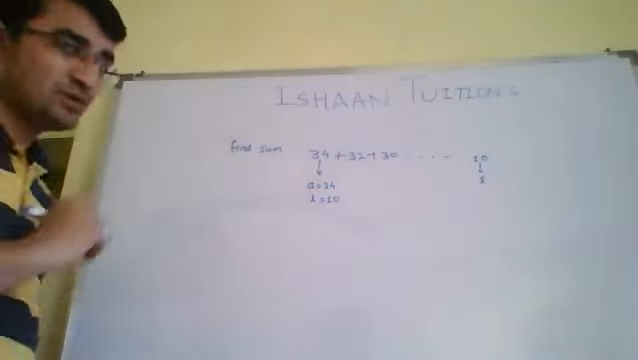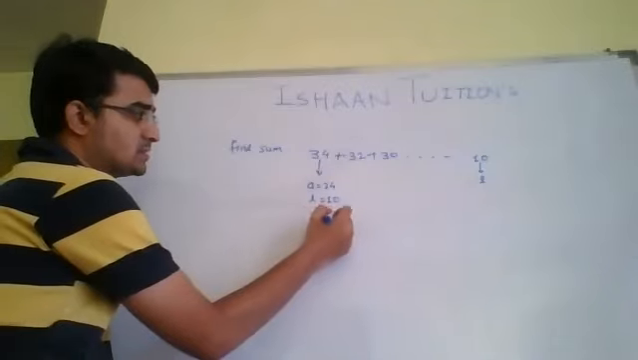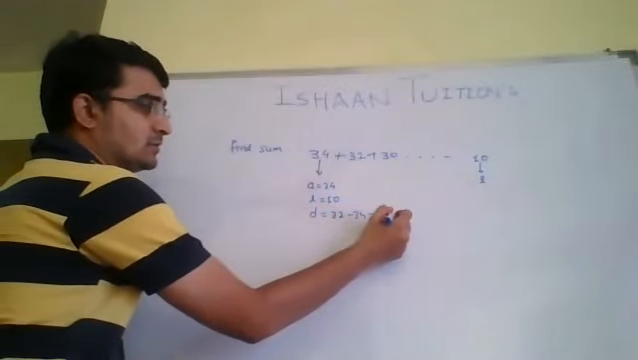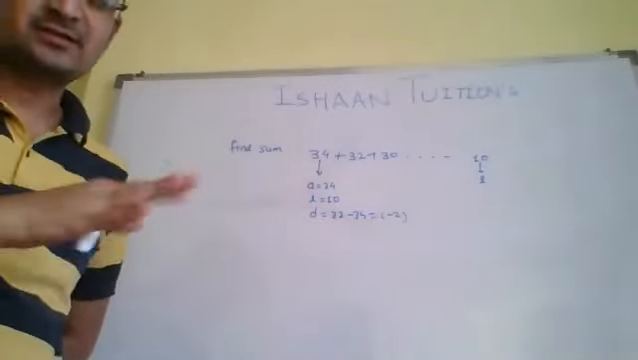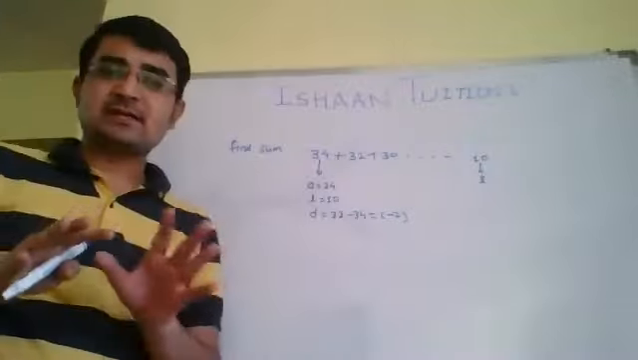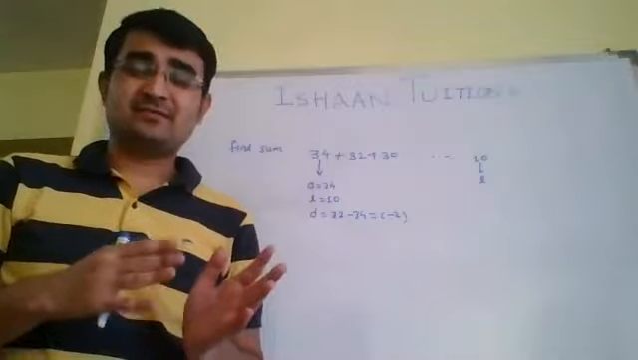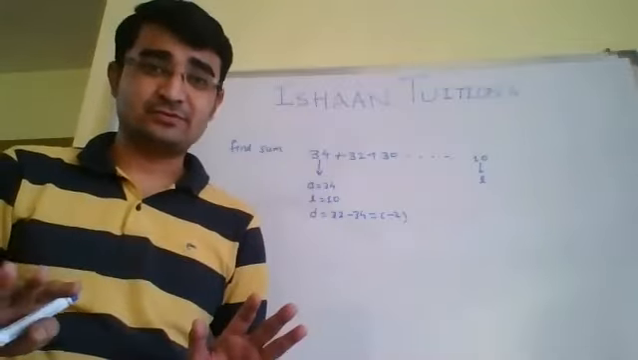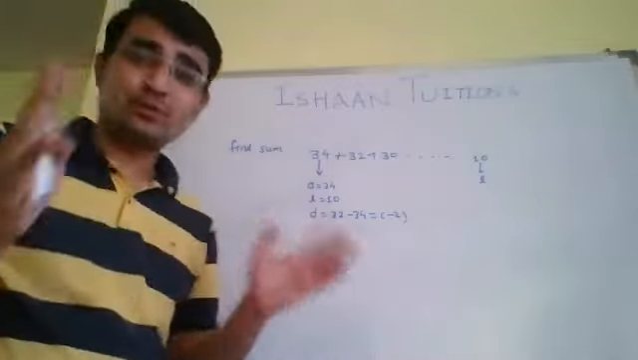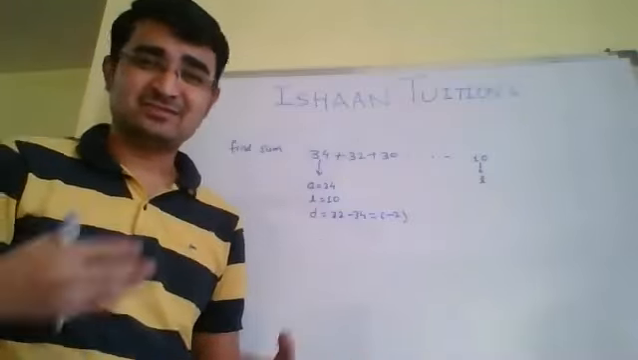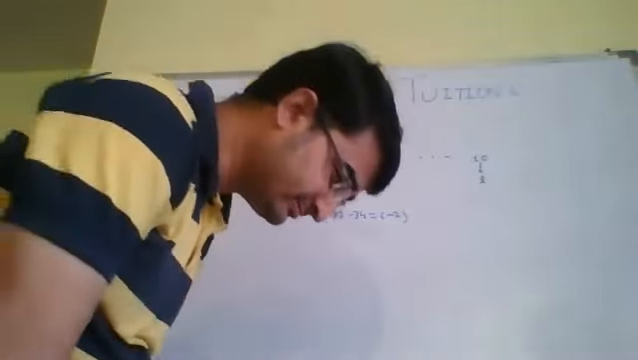What is the common difference? Common difference is 32 minus 34, which is minus 2. I'll just write it in brackets. Whenever a negative sign comes, write it in brackets. So we use both the languages. Marathi, Hindi, English, three languages we are going to use. All those people who don't know Marathi, it's just like Hindi, so you'll come to know.